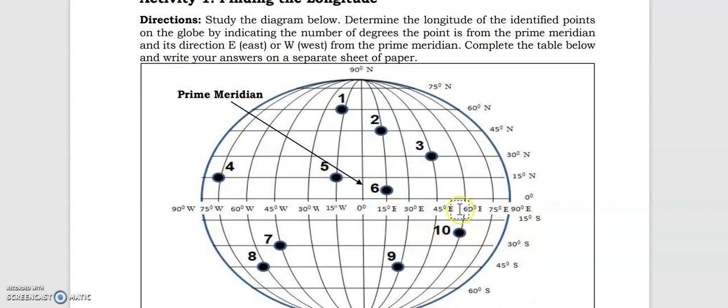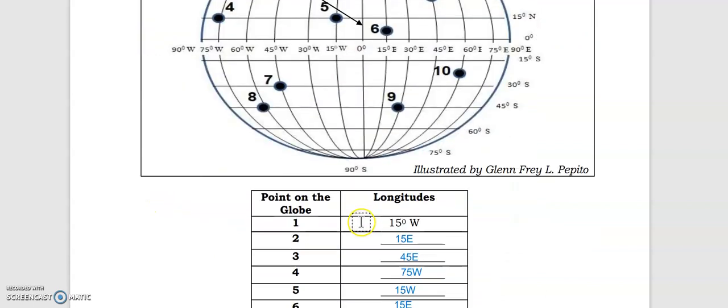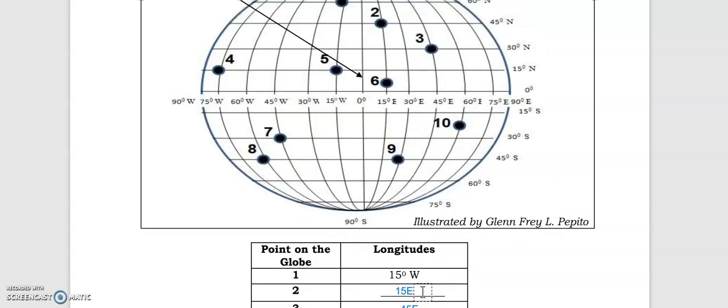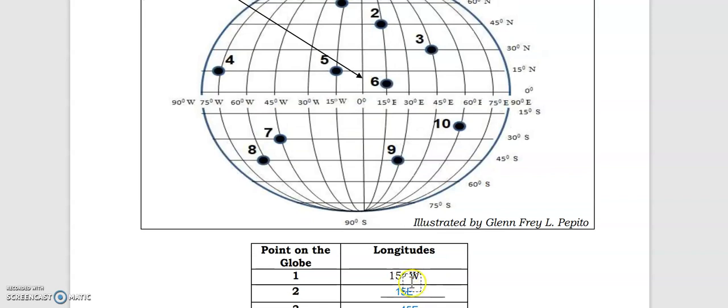So eastern siya kung nasa right side ni prime meridian, western siya kung nasa left side ni prime meridian. So dito, hindi ko na naisulat itong degree symbol kasi mawawala lahat kapag isusulat ko. Kayo nang magsulat sa degree symbol. Dapat may degree symbol ha. Hindi pwedeng ganito lang. Magiging wrong ang inyong answer kapag hindi nyo isusulat itong unit.